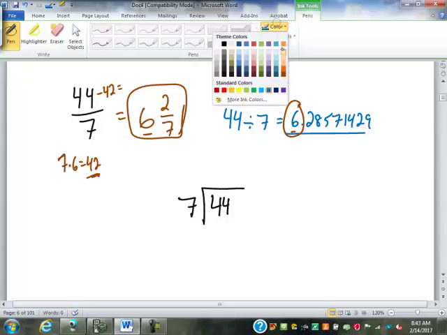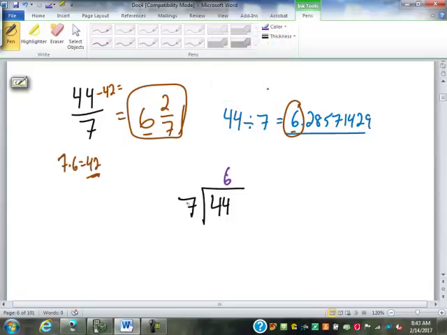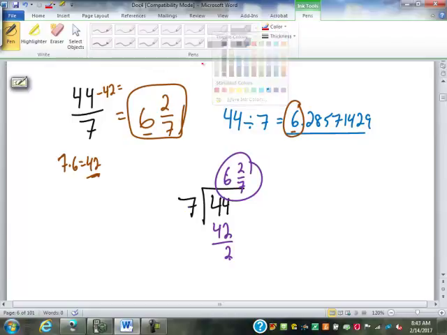7 goes into 44 6 times. 6 times 7 is 42. There's 2 left over. So that is 6 and 2 7ths. The remainder goes over what we're dividing by, our denominator. This is what's called an improper fraction.